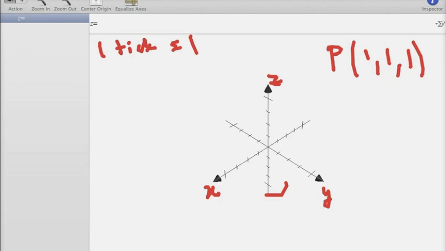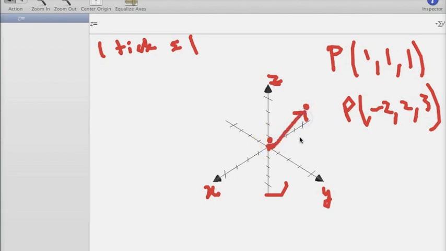And so let's say we have a point that's 1, 1, 1. Well, when we plot that, we'd go out 1 on the x, then we go out 1 on the y, and then we go up 1 on the z. And so we'd be out here, and we want to think of that as the terminal point of a vector starting at the origin. And now let's say we have a point -2, 2, 3. So we'd go -2 on the x-axis, up 2 on the y-axis, and up 3 on the z-axis, and we'd end up somewhere up there, and that would be the terminal point of that vector.